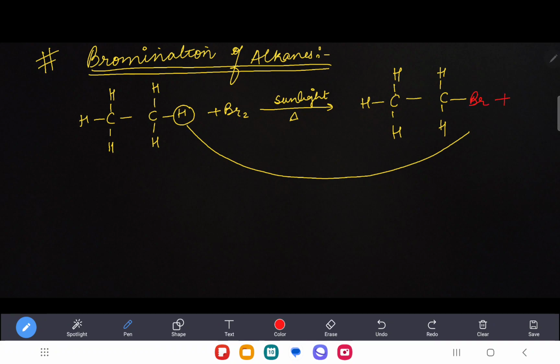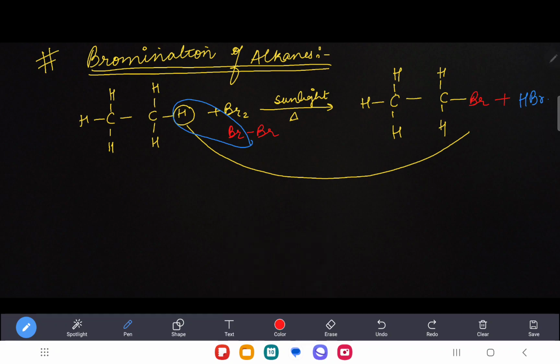You understand? And then what is happening? Because here it was Br2, that would mean Br single bond Br. I hope you're understanding. HBr shall be removed, so one HBr shall be formed as a side product. Do you understand? So this is the concept.